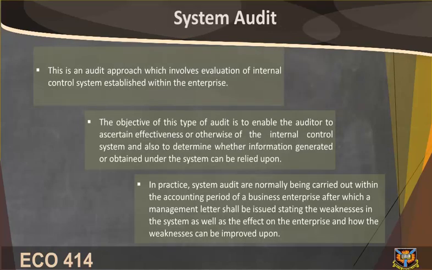System audit. This is an audit approach which involves evaluation of the internal control system established within the enterprise. The objective of this type of audit is to enable the auditor to ascertain the effectiveness or otherwise of the internal control system, and also to determine whether information generated or obtained under the system can be relied upon.